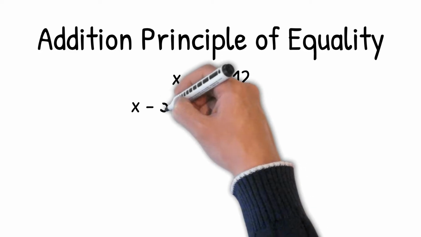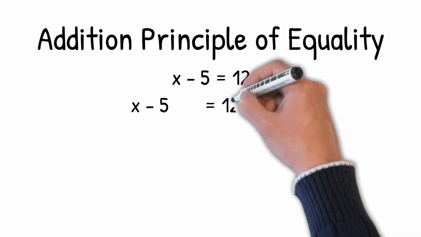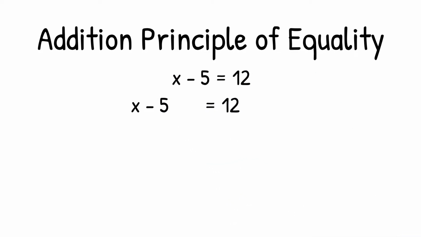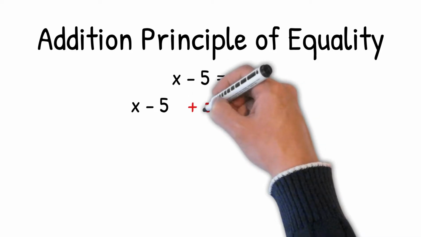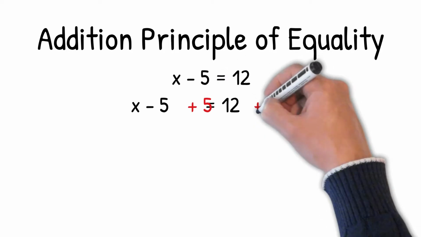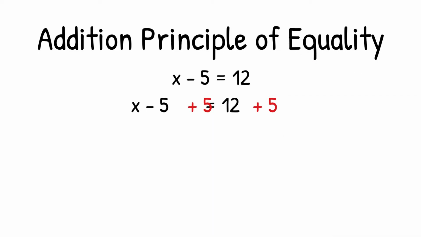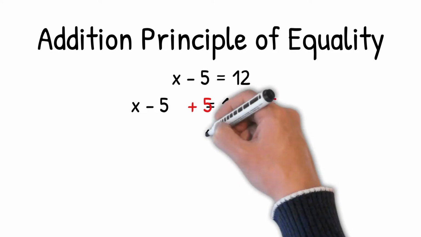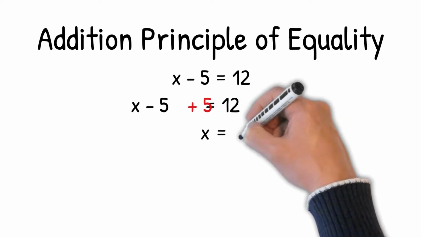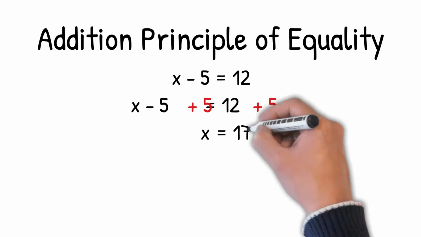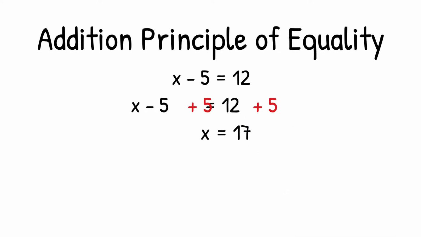We are subtracting 5. To get x all alone, do the opposite. Add 5. If you add 5 to the left side, you have to add 5 to the right side. That's the addition principle of equality. Now do the math. Negative 5 plus 5 goes to 0, so we just have x on the left side, and 12 plus 5 is 17 on the right side, so x equals 17.